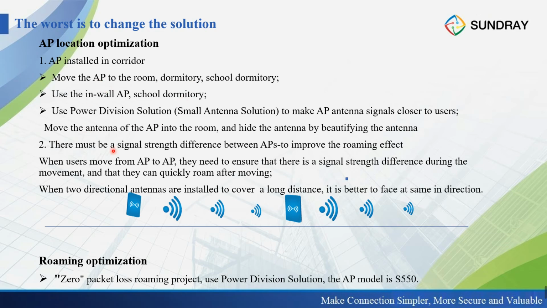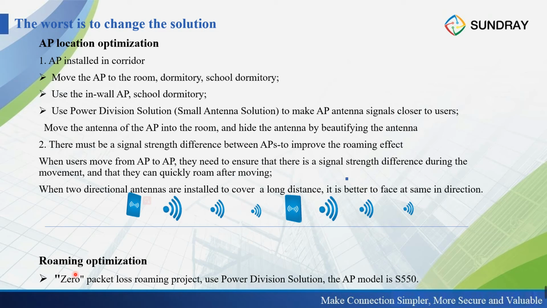So we can change them, and also the antenna deployment. For example, before we had one AP here and another AP here. Then in this area, especially at this point, the signal from each AP is almost the same, so it's hard for users to roam. So we can make these two APs face the same direction. So when the user is here, they connect to this AP here. So it's easy for the users to do the roaming.